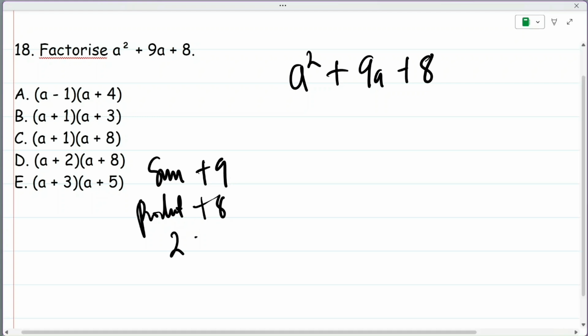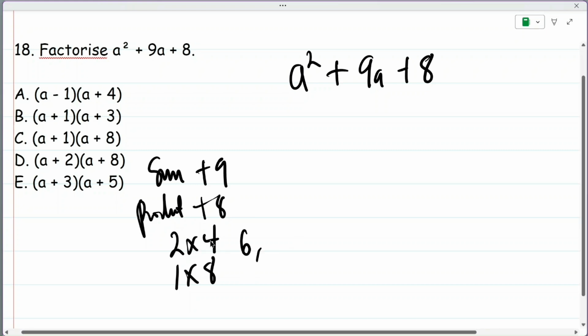So we have 2 times 4 will give you 8. Then 1 times 8 will also give you 8. To know which one will give you 9, you can just simply add the two of them and subtract the 2. You can start with adding 2 plus 4, that will give you 6. 4 minus 2, taking the bigger number before the smaller one, will give you 2.